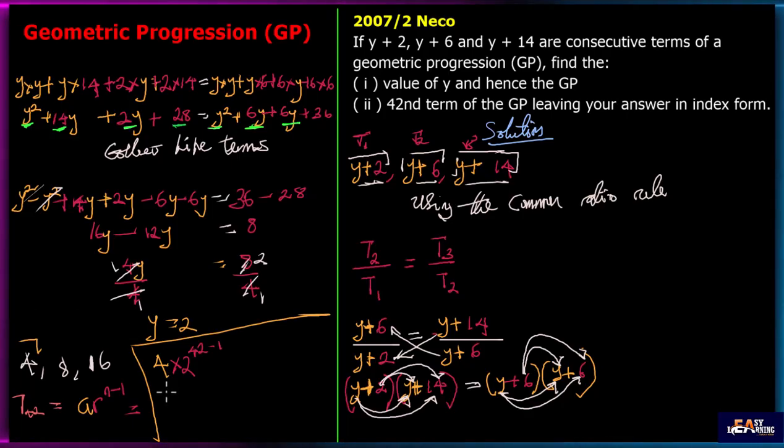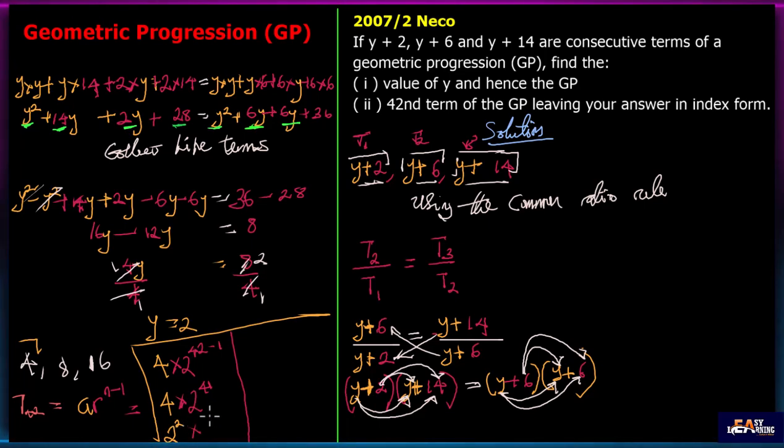Okay, so let's bring down our 4 here, our 4 times 2. Let's subtract this. 42 minus 1 is 41. Since we are asked to keep the answer in index form, this 4 here we are going to have in the same base as 2, and 2 times 2 will give us 4. So this 4 will become 2 raised to power 2, times this 2 that remains here, 2 raised to power 41.